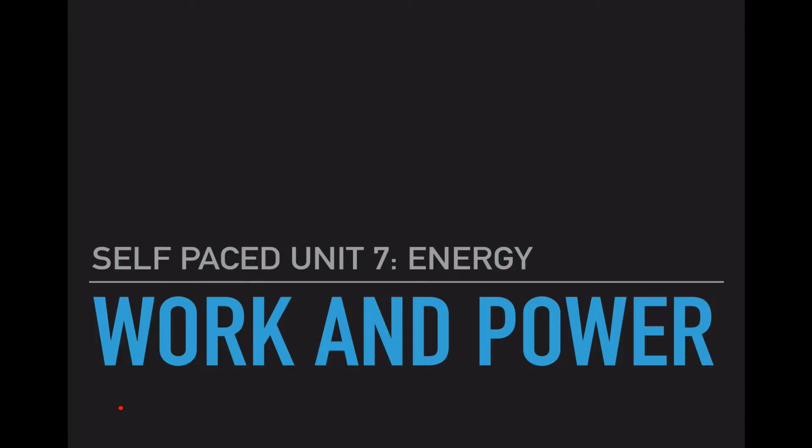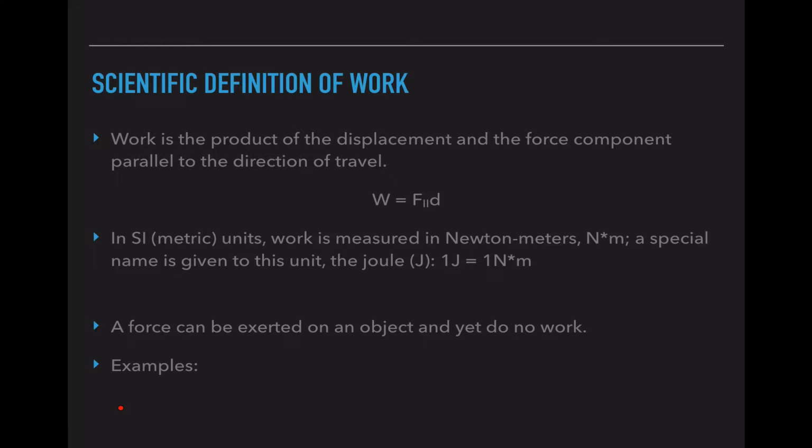Hey guys, today we're going to introduce the idea of work and power. So, work is, by definition, the product of the displacement and the force component parallel to the direction of travel. That's a lot of words that sound super sciencey. Essentially, what it means is we are multiplying the force parallel to the direction of travel times the displacement, or distance the object travels.